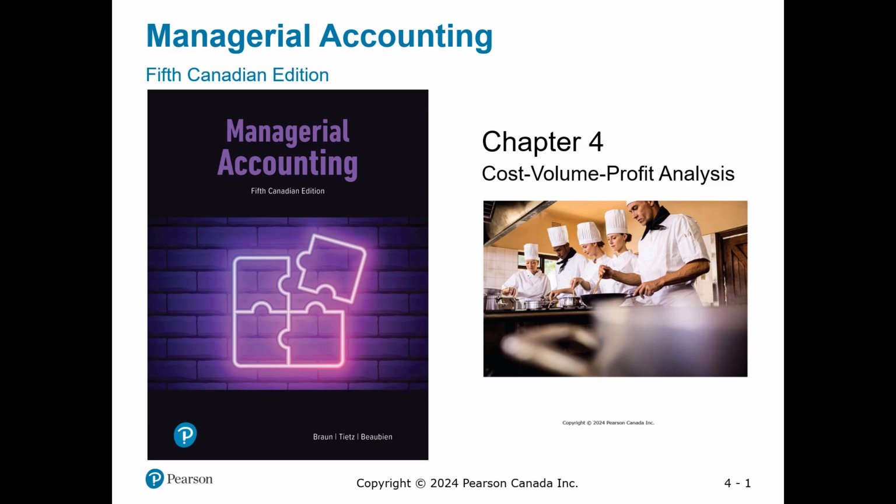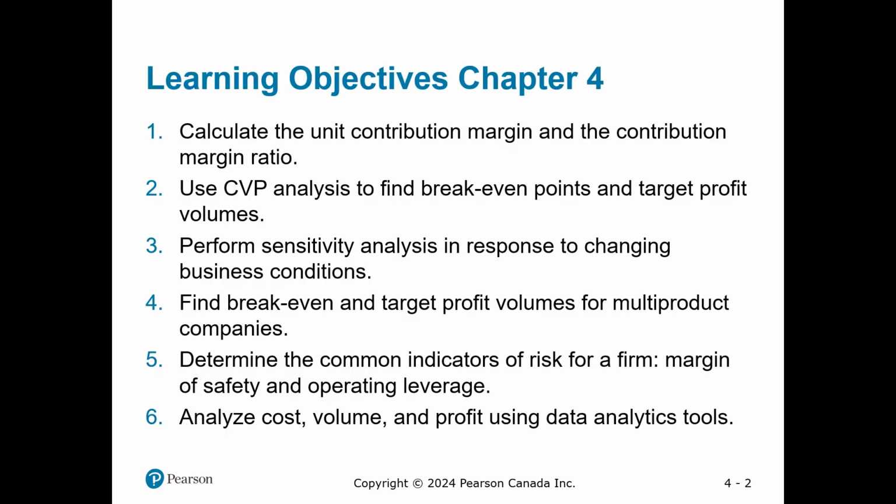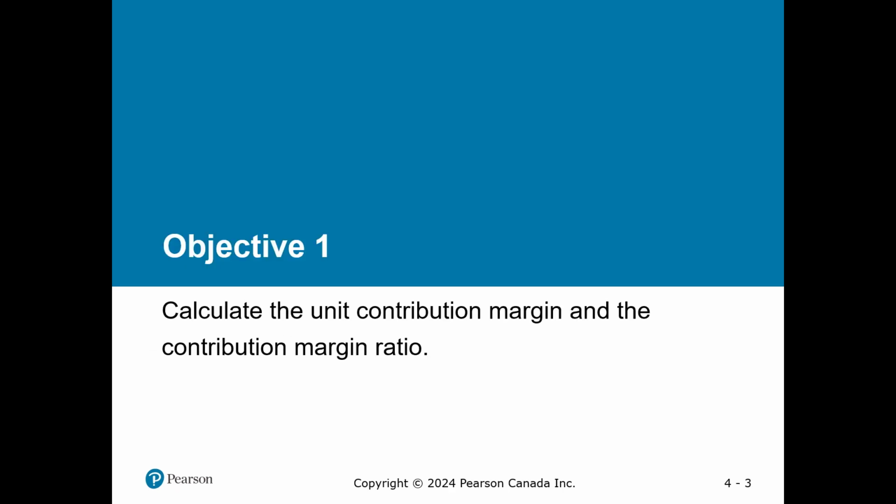In this video, we're continuing on with Managerial Accounting, Chapter 4, Cost, Volume, Profit Analysis. This is truly one of my favorite topics in Managerial Accounting. We've got only 6 learning objectives here, and I'll start with Learning Objective 1. Calculate the unit contribution margin and the contribution margin ratio. Now, we've already done the contribution margin income statement, so this is just expanding on that.